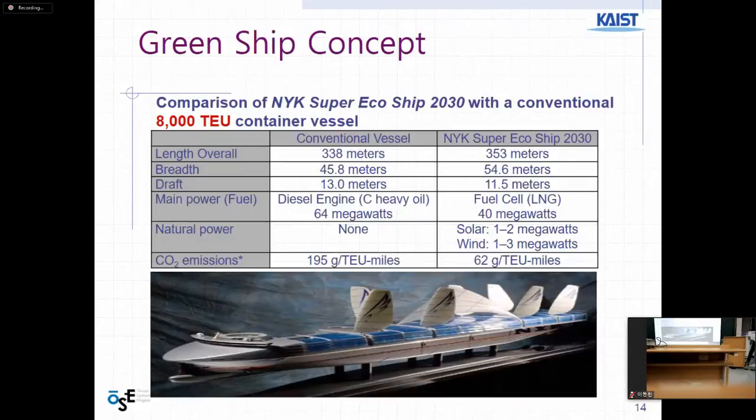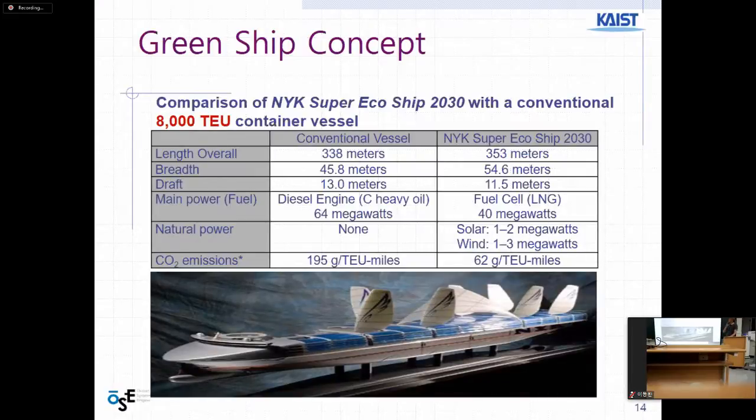NYK is Nippon Yusen, I think so. It's a Japanese shipping company, and they provide a new concept ship. It looks like this one, and they use wind energy, and also solar energy, solar plates. And you can see that this is the submerged part, so they have, how can I say, less wave forces on the hull.